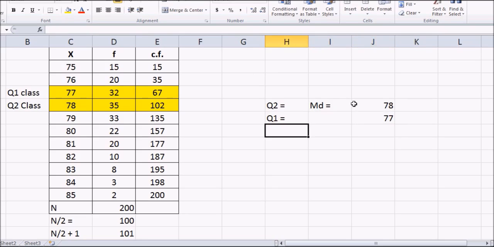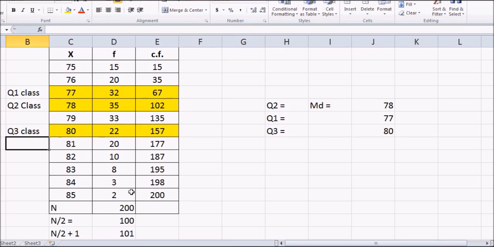In the same way, let's find what is Q3. We will have to multiply it by 3. So 3n by 4 for Q3 will be 150, and the data corresponding to 150 is 80. So this is my Q3 class, and my Q3 is 80.